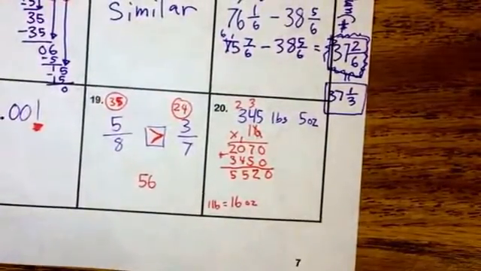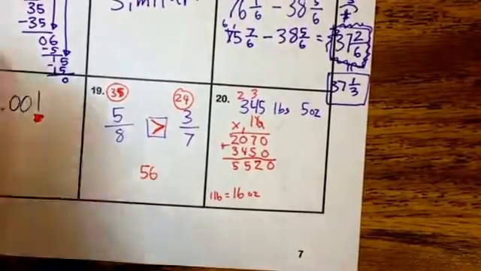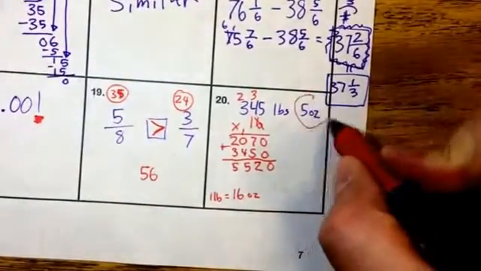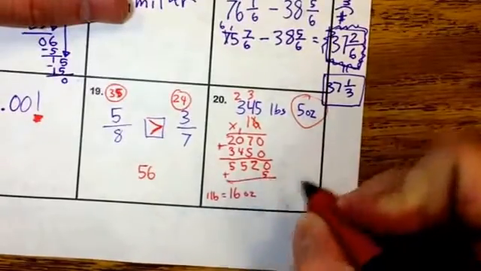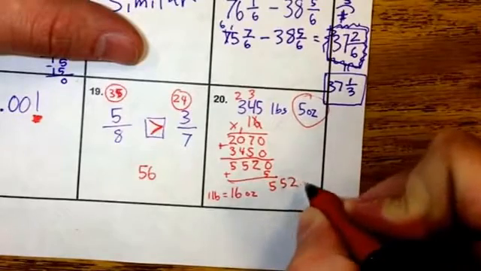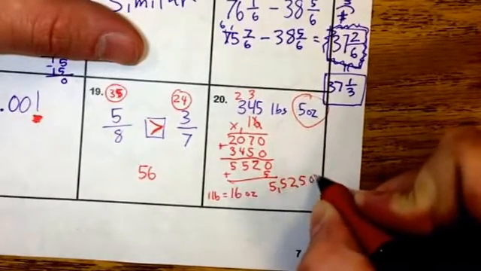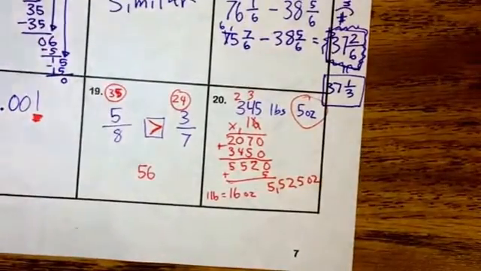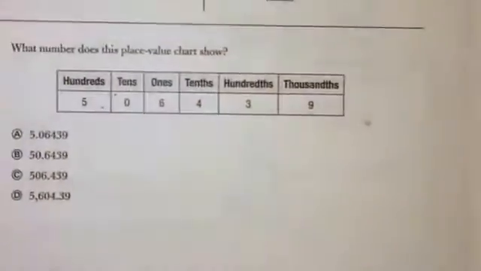So I know that in 345 pounds there are 5,520 ounces. But I cannot forget about this 5 ounces, so I need to add that on as well. And I will see that I get 5,525 ounces.